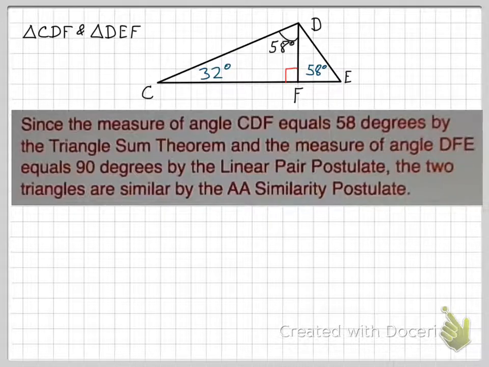and the measure of angle DFE equals 90 degrees by the linear pair postulate, right? This is a straight line, right? CE is a straight line, so you have 180 minus 90 is 90. So angle DFE equals 90 degrees. Then the two triangles are similar, again, by the angle-angle similarity postulate. And my similarity statement is going to be triangle CDF is similar to triangle DEF.